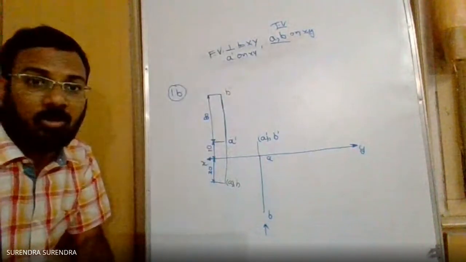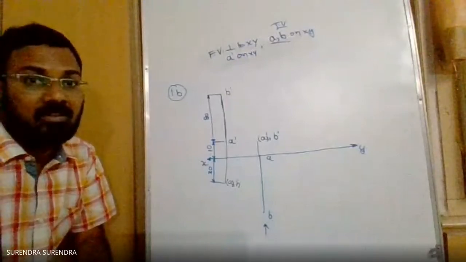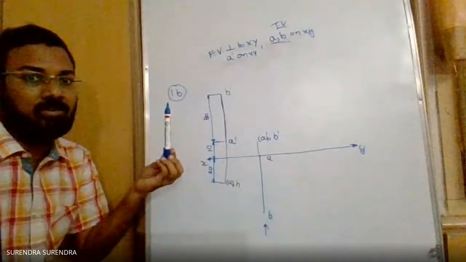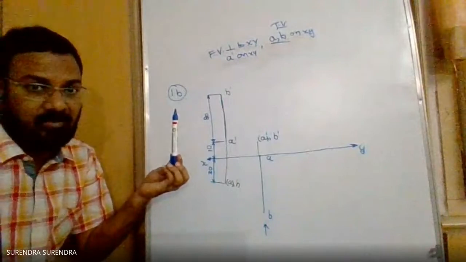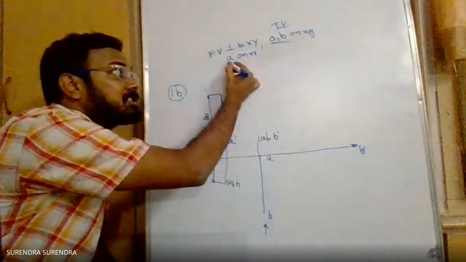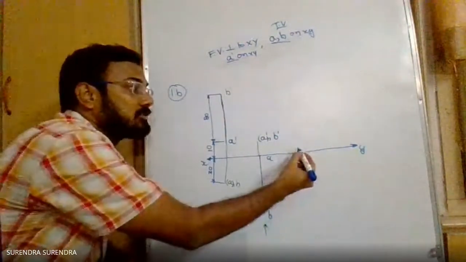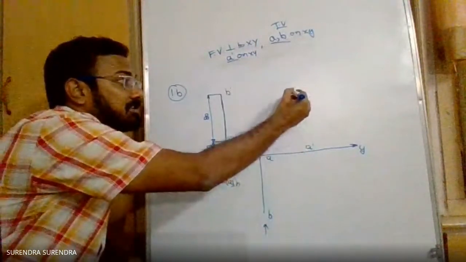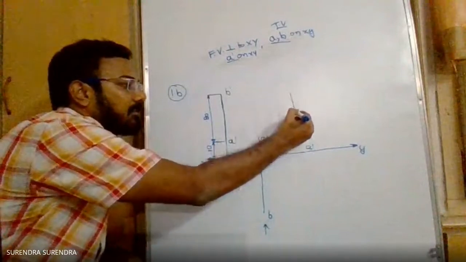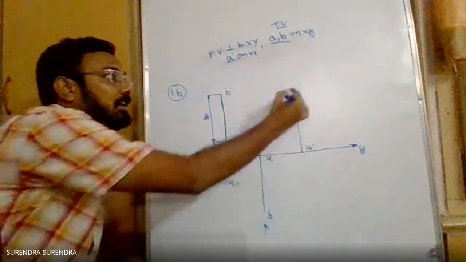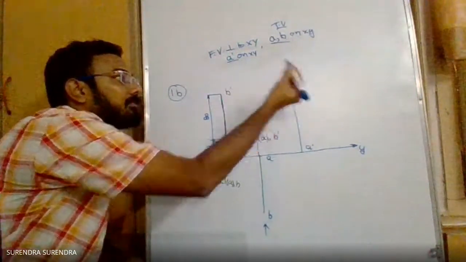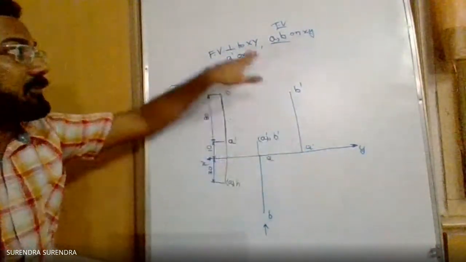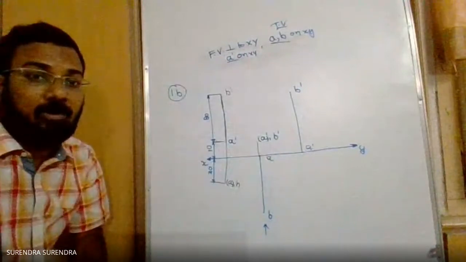As the line is perpendicular to the horizontal plane, we can see the true length of the line in front view. So I must start the problem with front view. Front view, the condition A dash on XY line. So with starting point A dash on XY line, extend this line for 80 mm and mark the other end point as B dash. A dash B dash is the front view, perpendicular to XY line, and A dash on XY line.